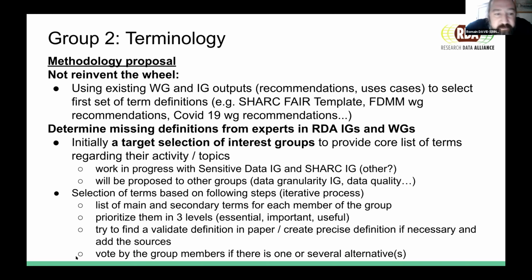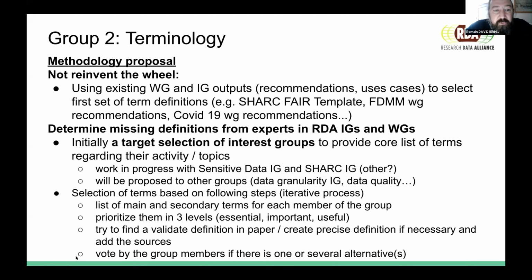So it's an iterative process, as I said. We will ask all the experts of one group to list main and secondary terms, something like 10 or 20 terms each. So it's not a lot, but when you have all the members of the group that participate, you can have more than 100 terms for one group. And after, we ask each expert to prioritize them in 3 levels. What are the terms that are essential? What are the terms that are important and that could be useful in their topics?